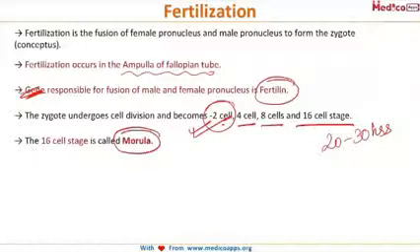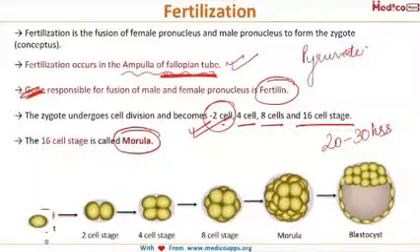Until this stage, the total cell mass is not increased, and thus the zona pellucida, I told you, remains intact. And this entire process is occurring in the fallopian tubes. So, where does the zygote get its nutrition from? It is from the secretory cells of the fallopian tubes and in the form of pyruvate.